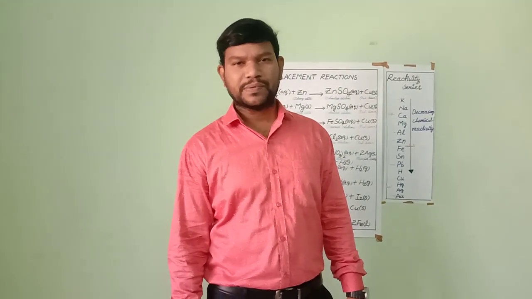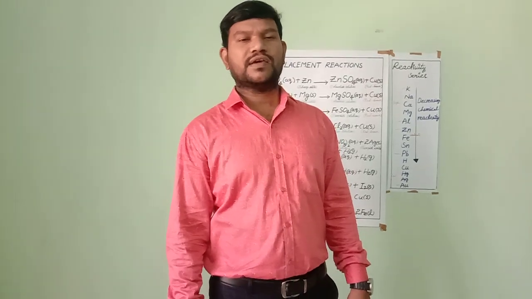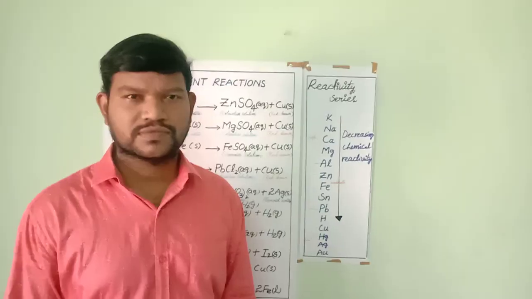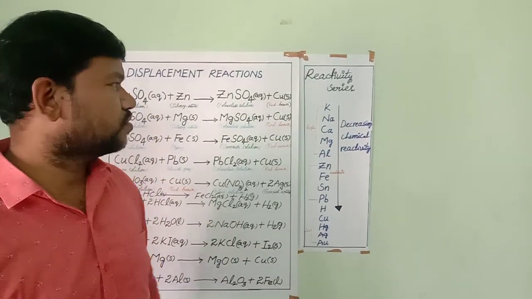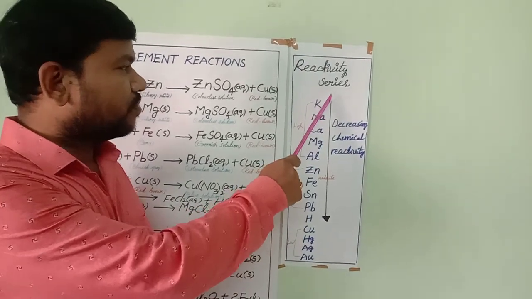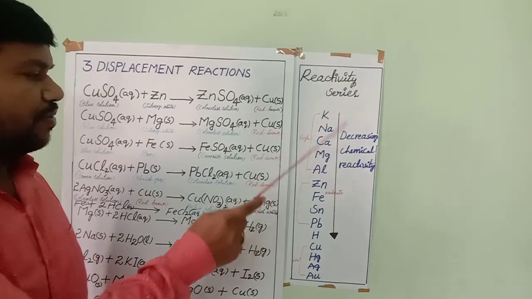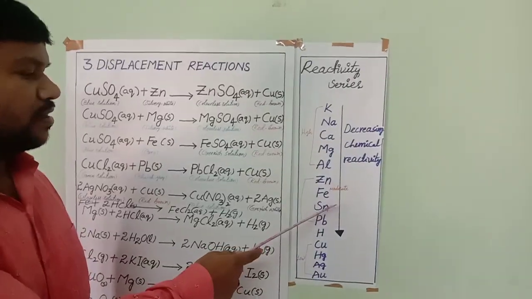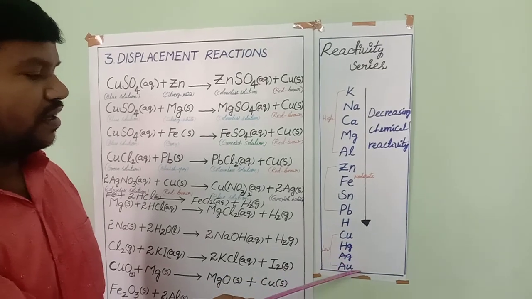Once again, I am repeating the definition. The arrangement of metals in a vertical column according to their decreasing reactivity is called reactivity series. It is also called activity series. Here, students, I have written all the elements in a vertical column. See: sodium, potassium, calcium, magnesium, aluminium, zinc, iron, tin, lead, hydrogen, copper, mercury, silver, gold.